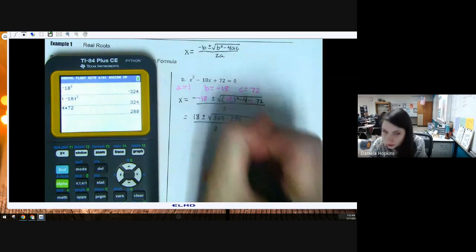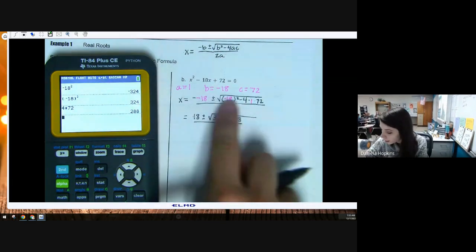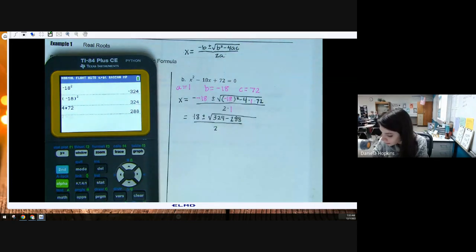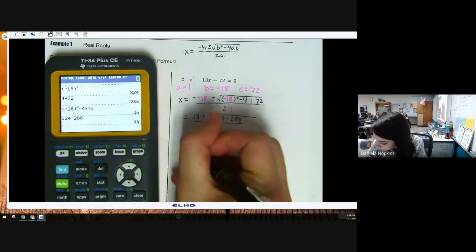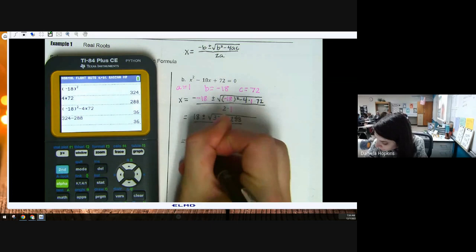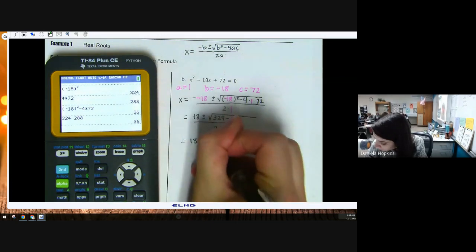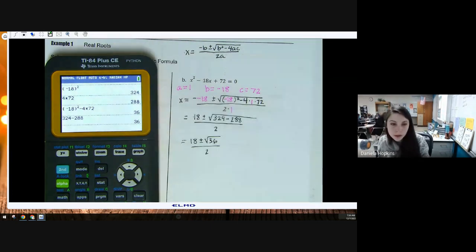Again, you could type in this whole line into your calculator, though. You do negative 18, make sure it's in parentheses. The square is outside of the parentheses. Minus 4 times 72, and that'll give me 36. 324 minus 288 also gives me 36. So 18 plus or minus the square root of 36 over 2. What's the square root of 36?